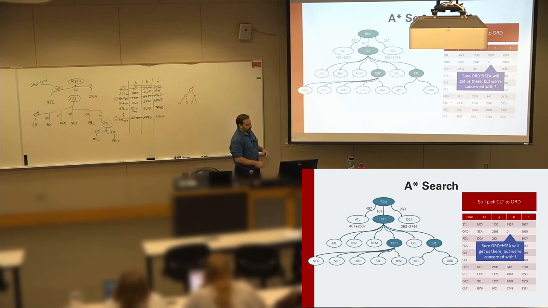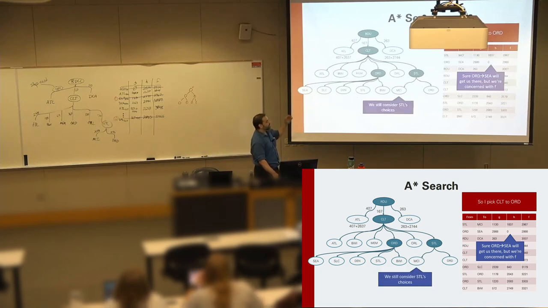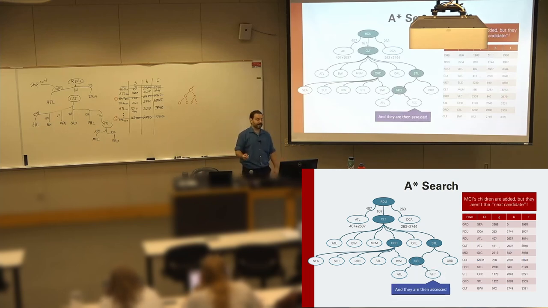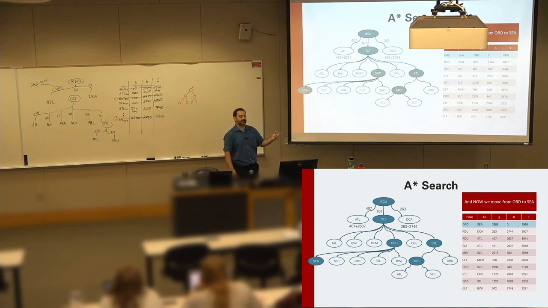So in that situation, I see St. Louis to MCI, or Kansas City. That's what I have to consider next, because it may be a cheaper route. We don't know. Kansas City may have a bullet train to Seattle that costs one. We don't know, we have to expand. It doesn't, but you see that from St. Louis to Kansas City, we do get to Salt Lake City. Salt Lake City is actually pretty close, but it's not close enough.